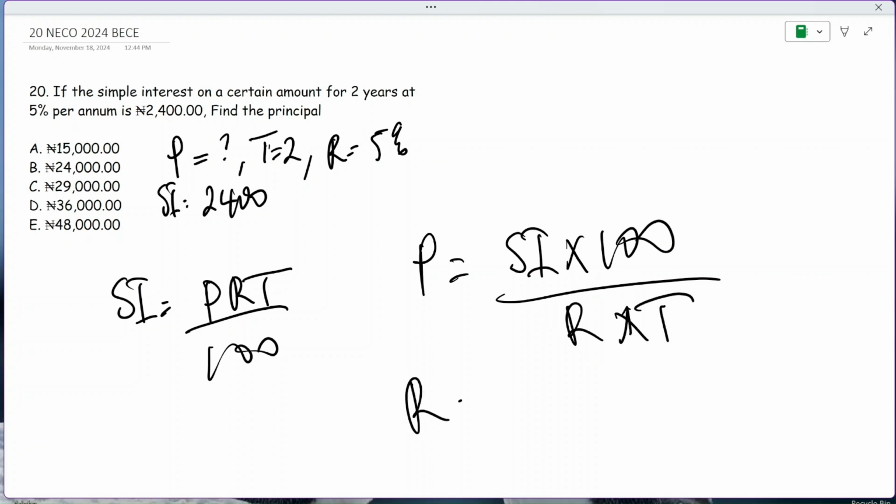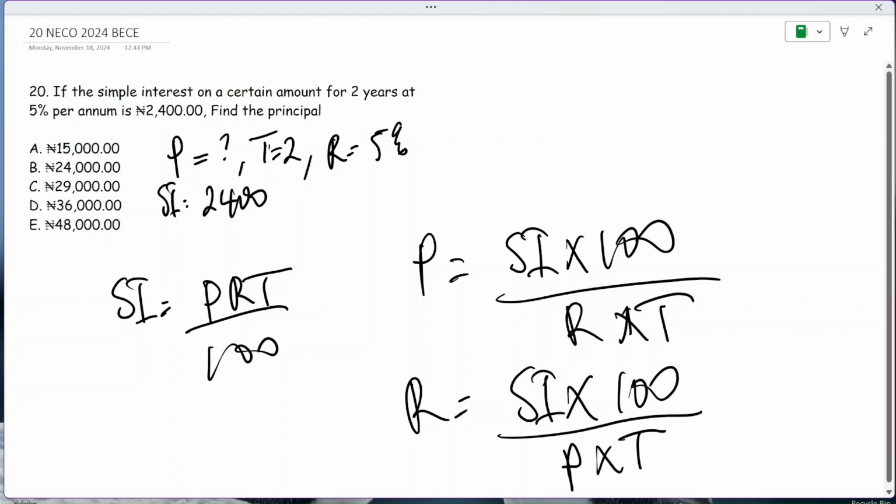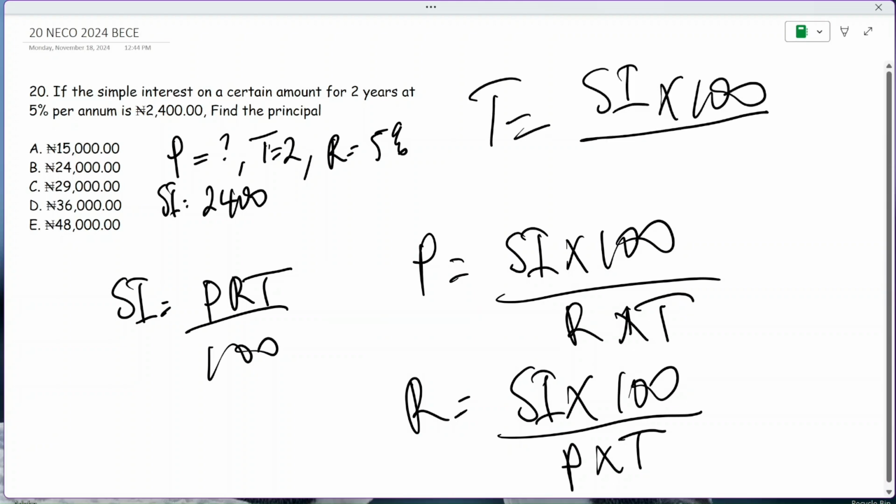If she was to find the rate, it will still be SI, that's simple interest, times 100 over, now what is left, principal times time. And if she was to find the time, it's still the simple interest times 100 over the other two that you have, which are principal times rate. So whatever you're looking for apart from the simple interest, if you're looking for any of the other three, would equal the simple interest times 100 over the other two that you have multiplying themselves. So in this case, we might not stress making the principal the subject of a formula. We just know the principal equals simple interest times 100 over the rate times the time.